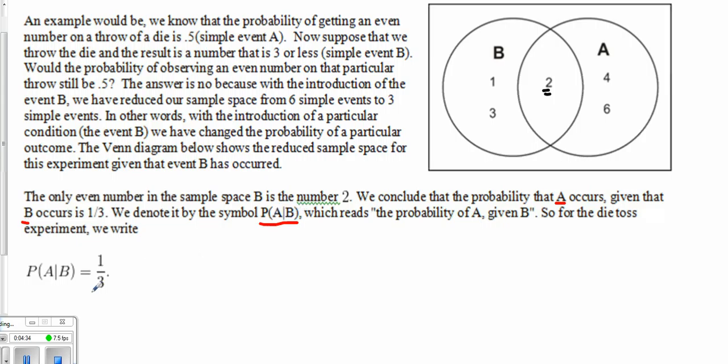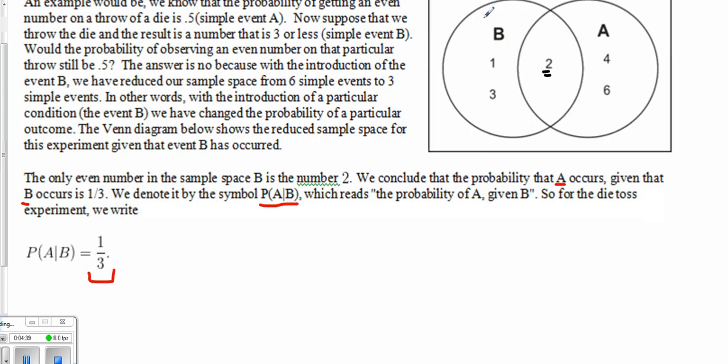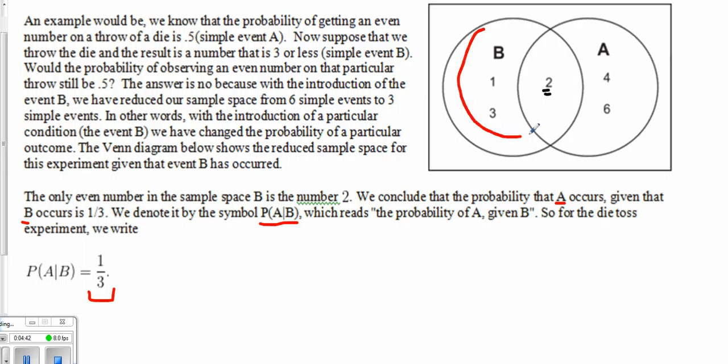In this case, in the end it comes out to be 1/3. Now why is it 1/3? Well, given that B has already happened, there are only 3 ways for that to work. We want just one specific one out of B, the even numbers. There's only one number that is even that also is 3 or less. So we would say that the probability of A given B is 1 out of 3. So it's a 1/3 chance. It's no longer a half chance, a 0.5, that we would roll an even number, because now we're putting on that extra condition that it has to be 3 or less.